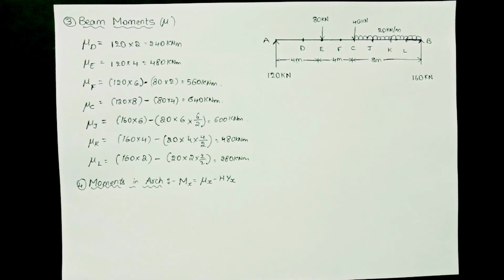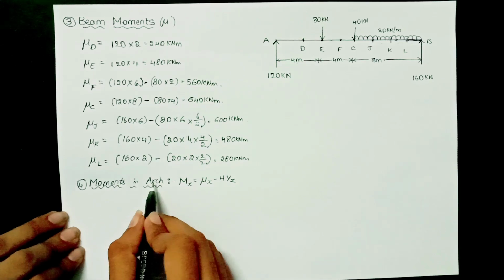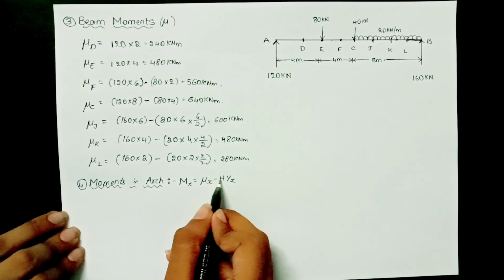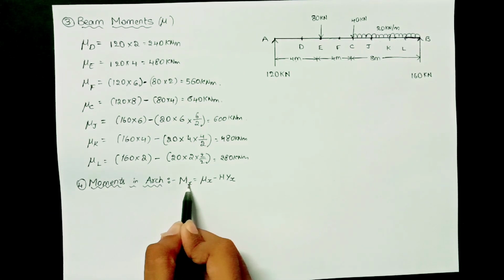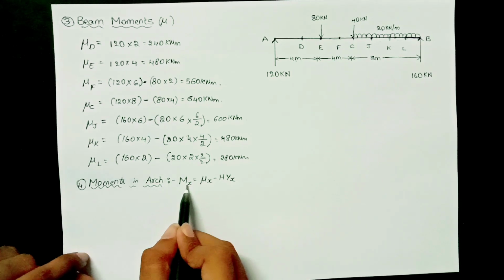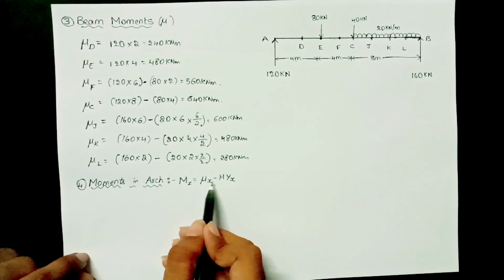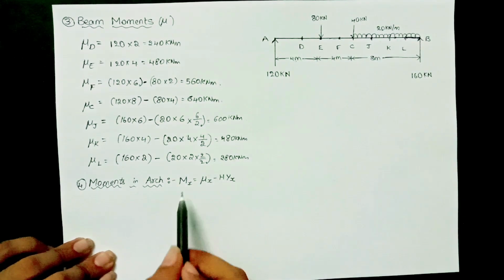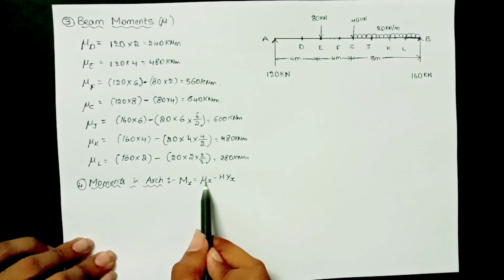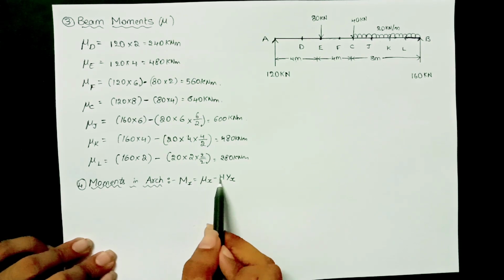Now the next step is to calculate the moments in arches. This is the formula for calculating the moment in arch. Mx equal to mu x minus h into yx. So x is the point that I am taking for calculation of moments in the arch. That means if I am calculating the moment at D, then MD equal to mu D minus H YD. Similarly, if I am considering point E, ME equal to mu E minus H YE. If I take F, MF equal to mu F minus H YF.